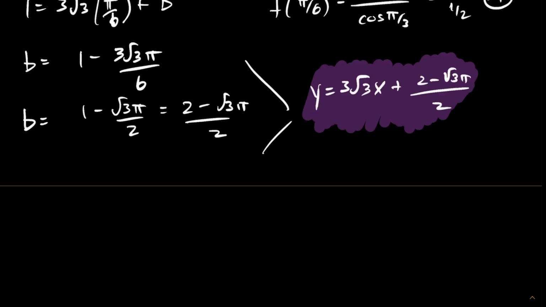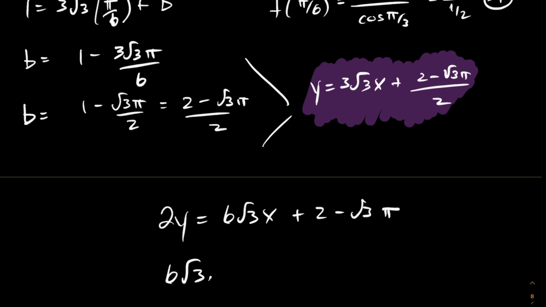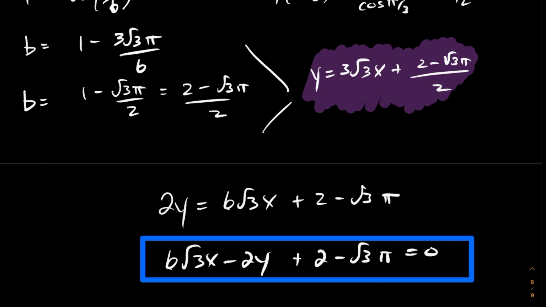If you wanted to express this in standard form, we can multiply across by 2, in which case we get 2y is 6 root 3x plus 2 minus root 3 pi. And finishing this off here, we end up getting 6 root 3x minus 2y plus 2 minus root 3 pi equals 0. So in standard form, this would be the equation of the tangent line to the curve y equals sine x over cos 2x when x equals pi over 6.